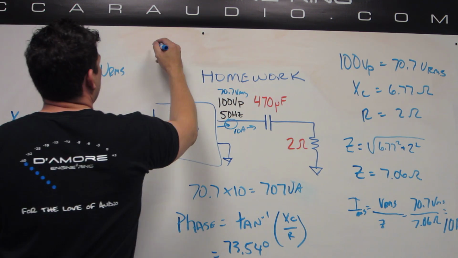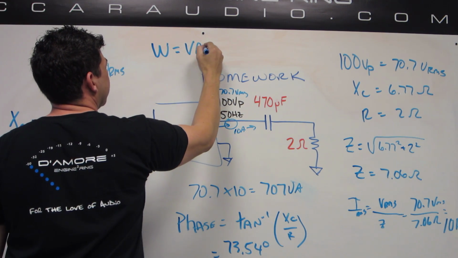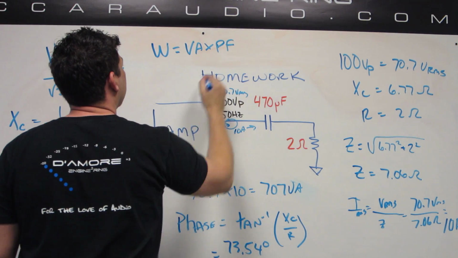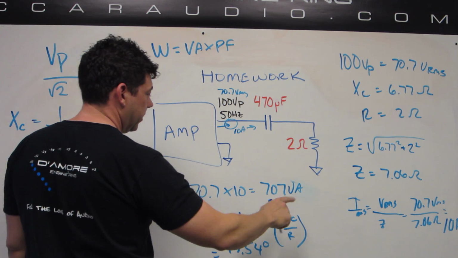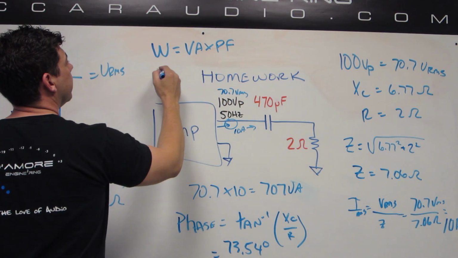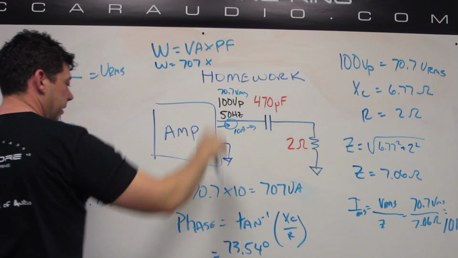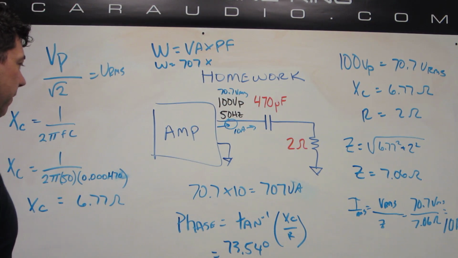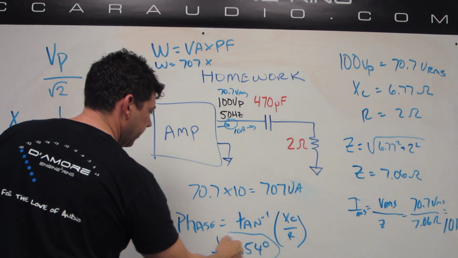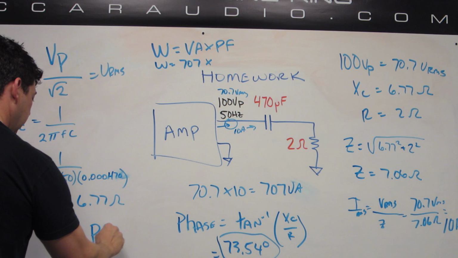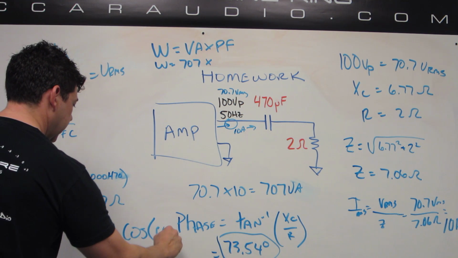And then we've learned that actual watts is going to be the VA times the power factor. Well, the VA we already figured out right here, 707. So the actual watts is 707 times the power factor. What's the power factor? Well, you have to know the phase. That's why we figured it out. So the power factor is the cosine of the phase.